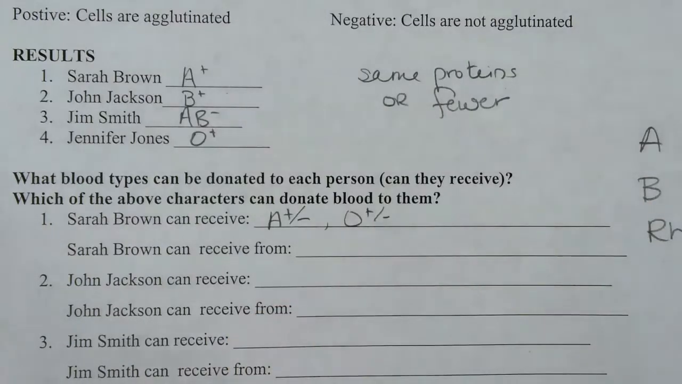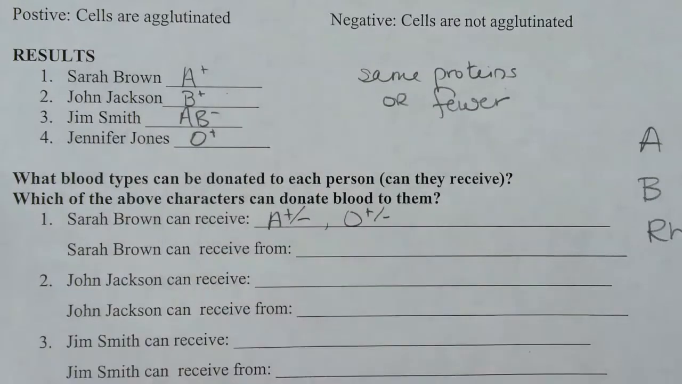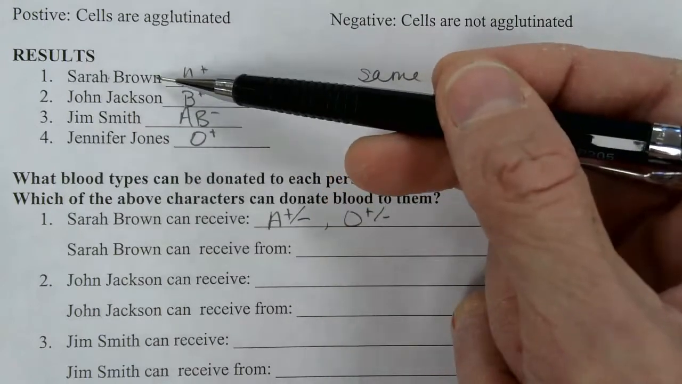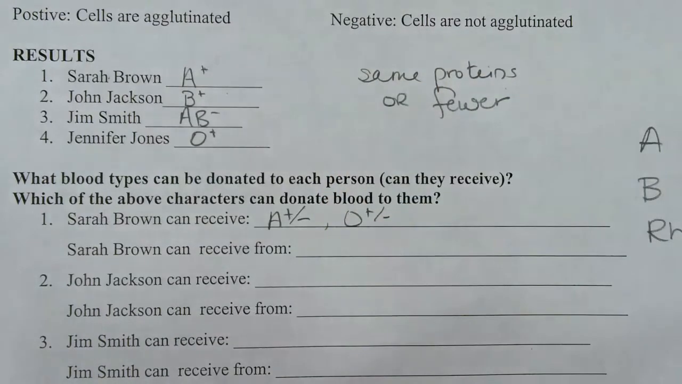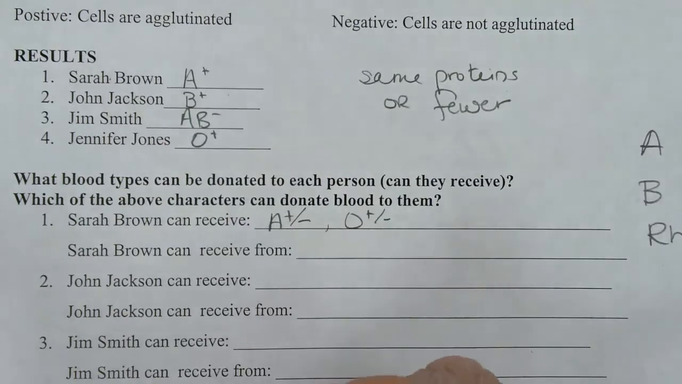Okay. So now the next question, Sarah Brown can receive from. So who of these characters can donate to her? So we see here A positive. Well, that's Sarah. That's herself. You cannot donate blood to yourself the majority of the time because if in an emergency you need blood, you don't have excess to give to yourself. If it was a pre-scheduled surgery in which the doctors know you will need a blood transfusion, you could plan ahead and donate blood to yourself. But generally, we can't plan ahead like that. So we're going to say no, Sarah cannot donate to herself.